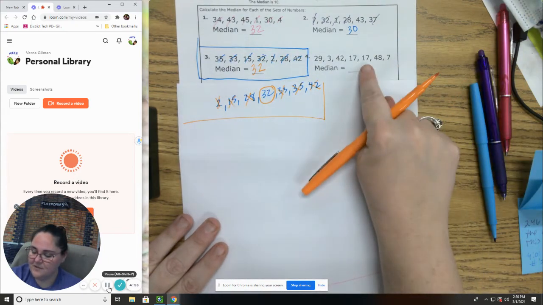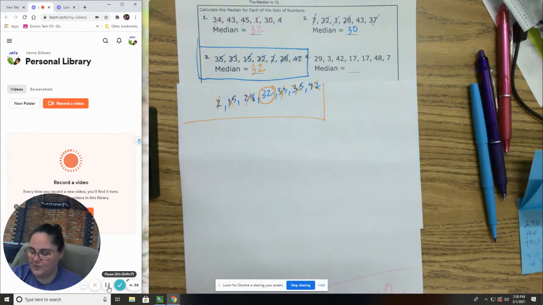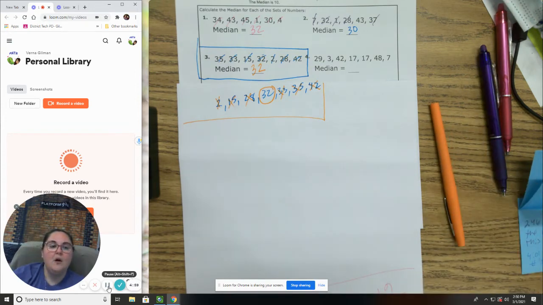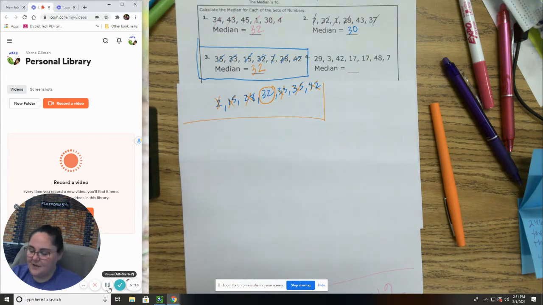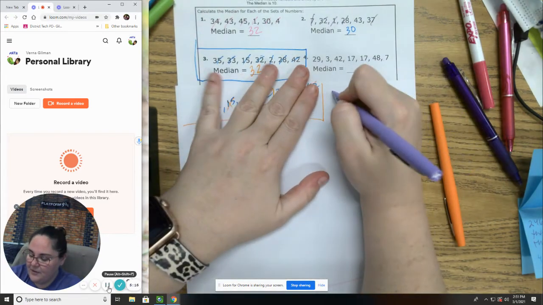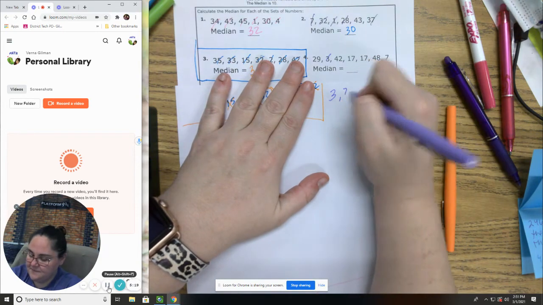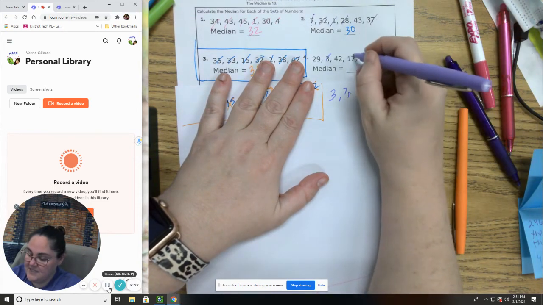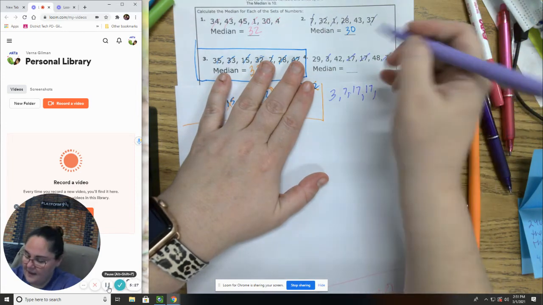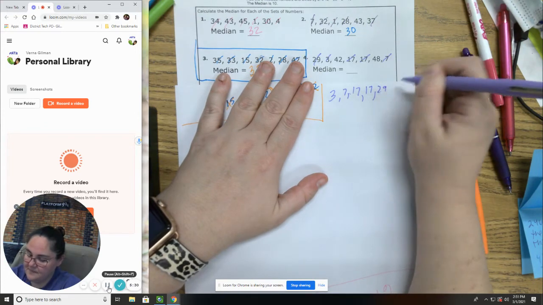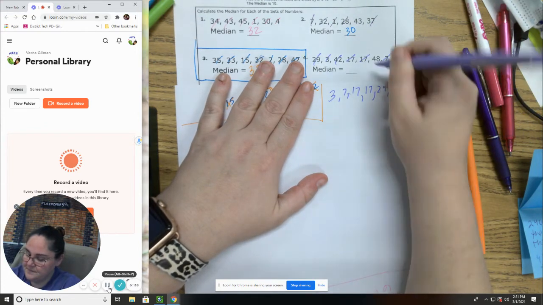All right. I want you to do number 4 on your own. So I want you to start by putting them in order from smallest to largest. Then find your median. What is the median for number 4? All right, let's see if you are right. I'm going to look one number at a time and put them in order. We have a 3, 7, all right, 17, 17. Notice I put them both down. 29, 42, 48.